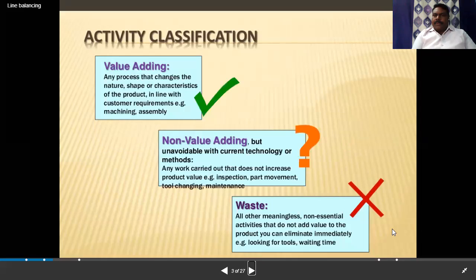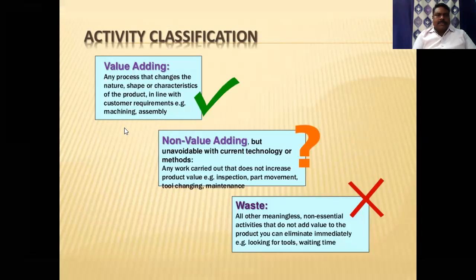Here we can see the activity classification. First, value adding: at each and every stage the value addition will be going on. Any process that changes the nature, shape and characteristics of the product in line with customer requirement is called machining and assembly. We cannot give raw material directly to a customer, so some processing and finishing should be done. That is nothing but value addition.